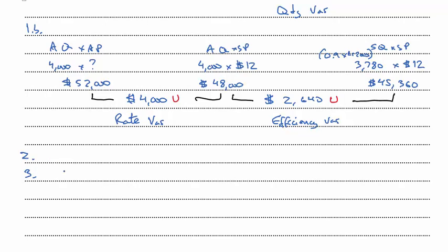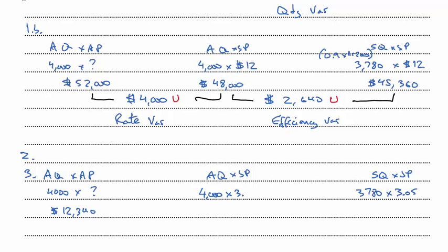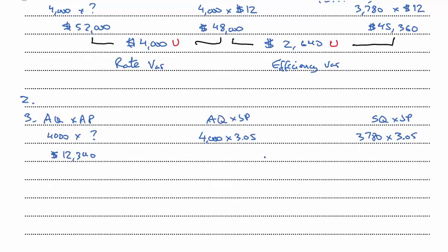And for that, AQ times AP times SP and SQ times SP. And what do we know? Variable overhead cost is $12,340. And it's applied on per hour basis, so the same unit as labor, so 4,000 hours. And the standard variable overhead is 3.05. So doing the math, 4,000 times 3.05, 12,200, 11,529.